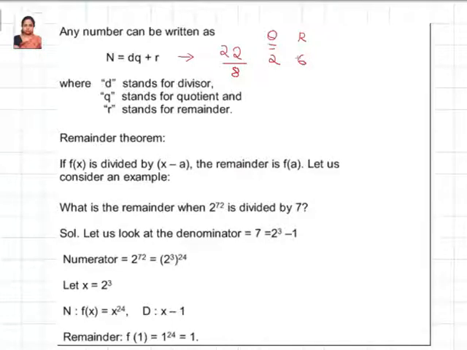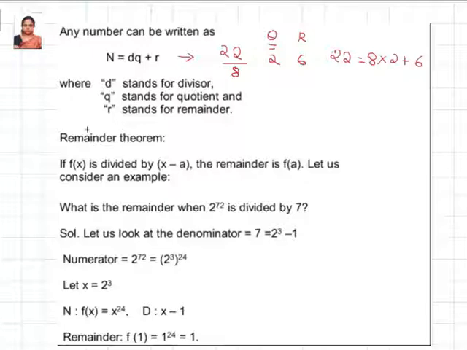So this 22 can be written as divisor 8 into quotient 2 plus 6, the remainder. So this is what is mentioned here, dq plus r. And this is quite important. In many cases, we are going to use this format.